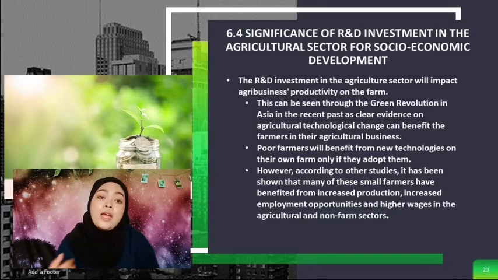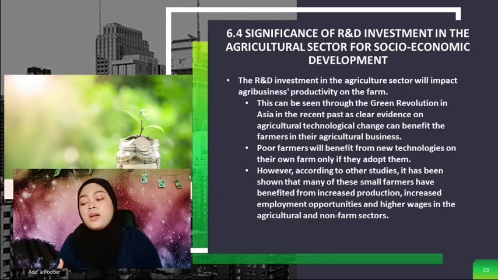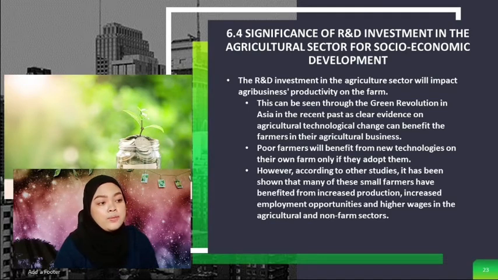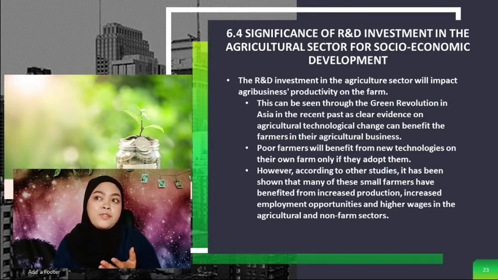Okay, but there are some arguments on this because some scholars, some researchers say that this Green Revolution in Asia can only benefit the farmers who can afford to buy such technology, okay? Who have a large capital investment, who have good access to the technology and so on. So it is biased against farmers who don't have a lot of capital.